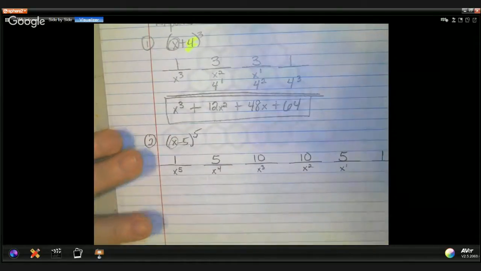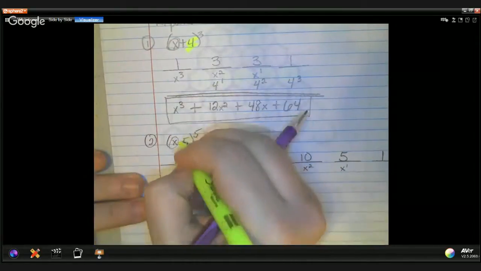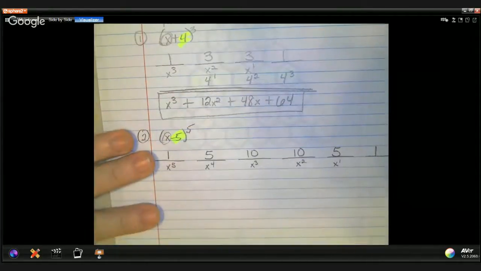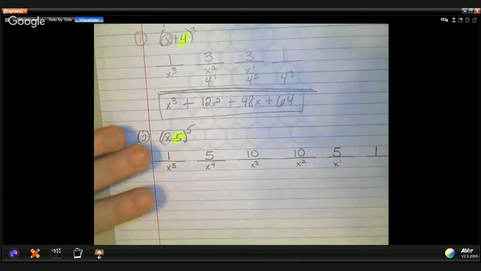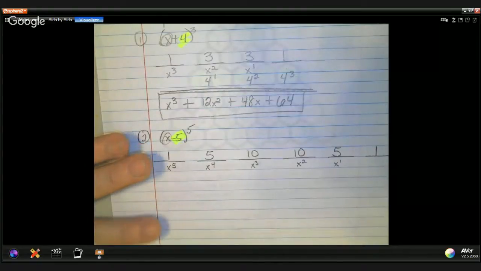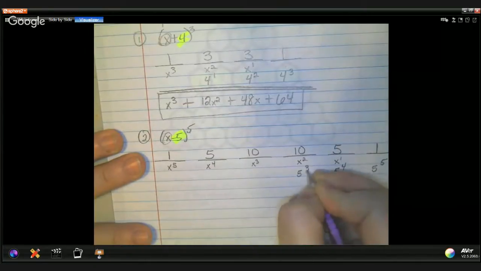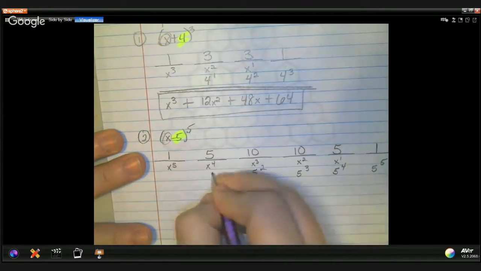And then my second one is a negative 5. Now, I'm not going to deal with the negatives because remember, if we have a minus, we're just going to rotate signs from negative, positive, negative, positive. So I'm just going to do 5. So it's 5 to the fifth, 5 to the fourth, 5 to the third, 5 squared, and 5 to the 1.